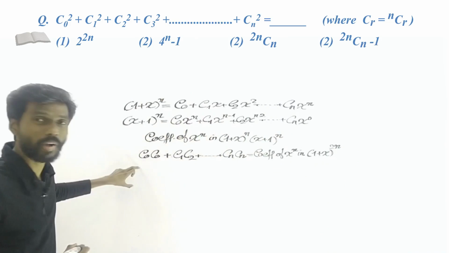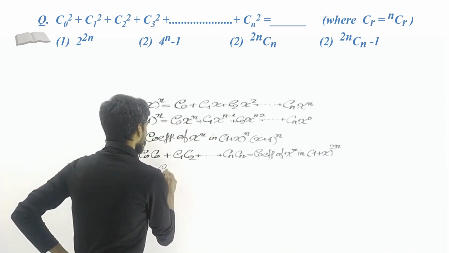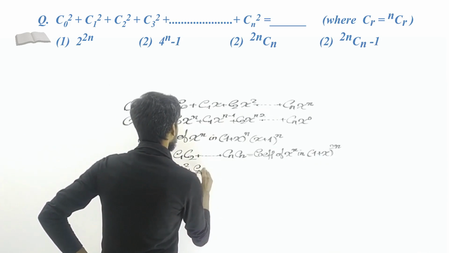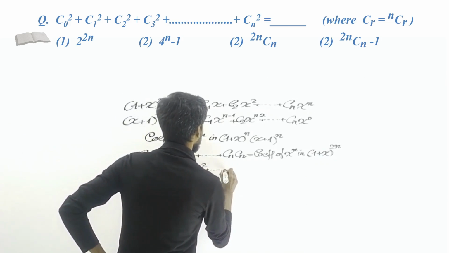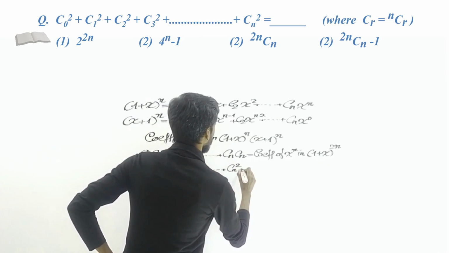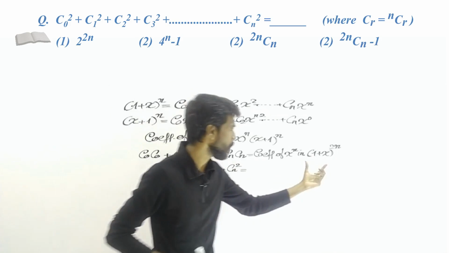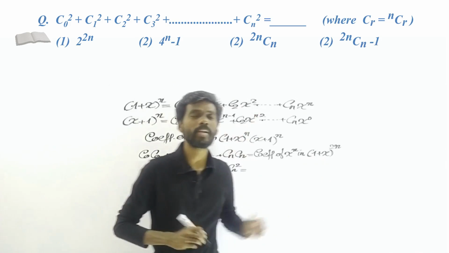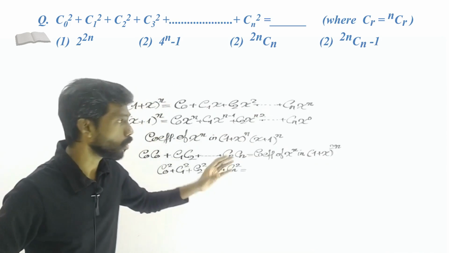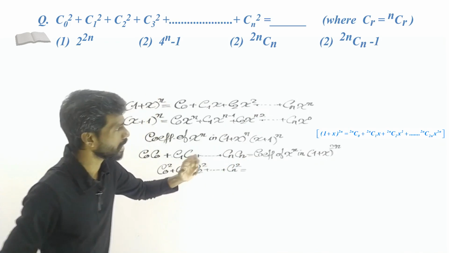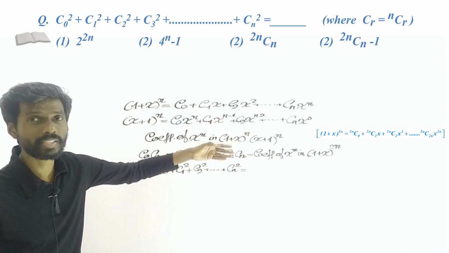The value of the squares of binomial coefficients, C0 square plus C1 square plus C2 square, etc., up to Cn square, equals the coefficient of x to the power n in this, right? So this expansion we know: 1 plus x to the power 2n. So that is 2n C0 plus 2n C1 x, and so on. So that is the expansion of 1 plus x to the power 2n.